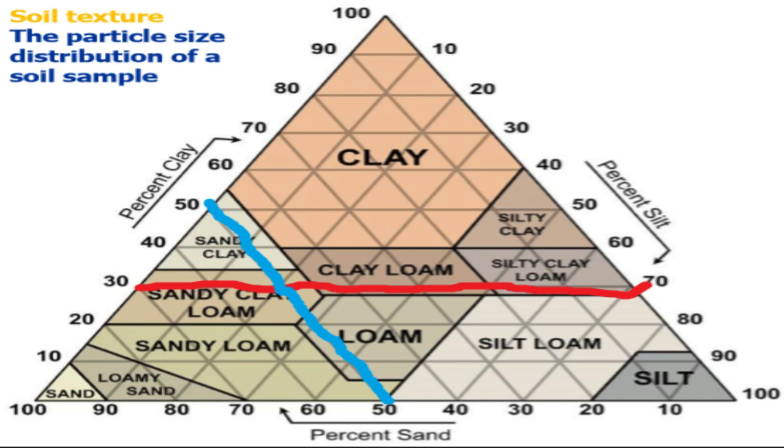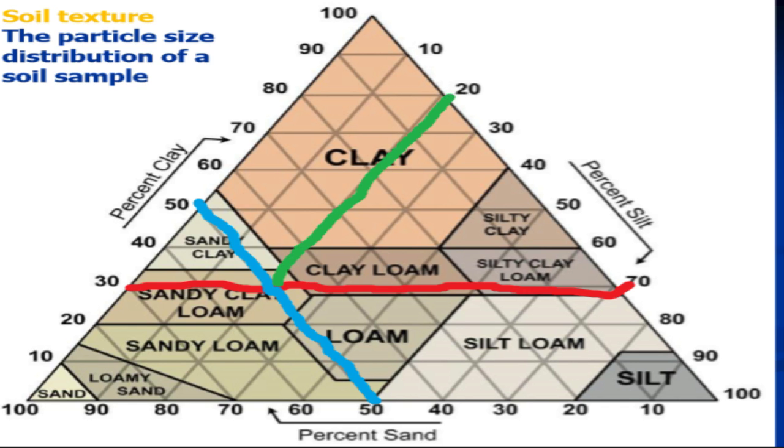Once I see it intersects at sandy clay loam, I find where my finger intersects and follow that line all the way to percent silt. So actually my finger goes to 20% silt. So my soil sample is 30% clay, 50% sand, and 20% silt, making it a sandy clay loam.